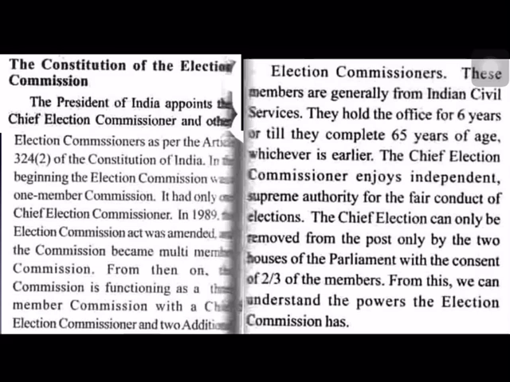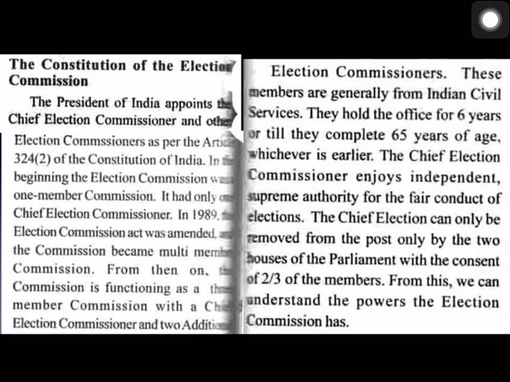In the beginning, the Election Commission was only a one-member commission. That means there was only one Chief Election Commissioner. In 1989, the Election Commission Act was amended, and according to that amendment, the commission became a multi-member commission. Now there are two additional election commissioners other than the Chief Election Commissioner. There will be one Chief Election Commissioner and two additional election commissioners in the Election Commission. That means the Election Commission became a multi-member commission from 1989 onwards, according to the amendment.